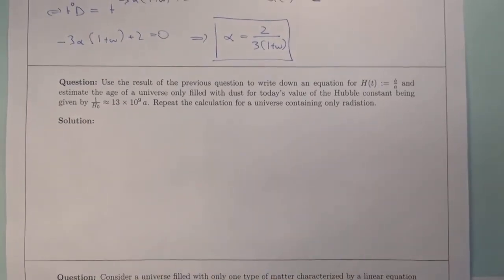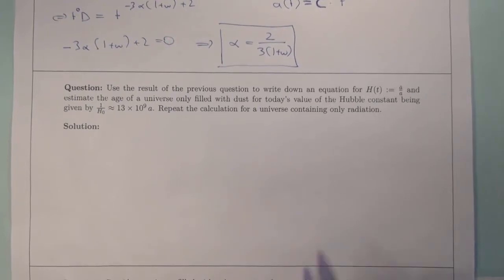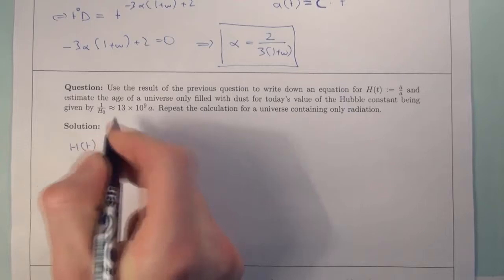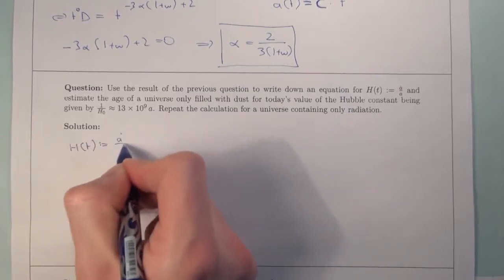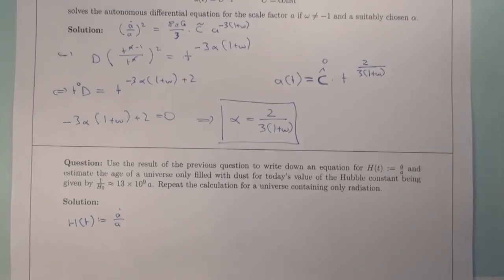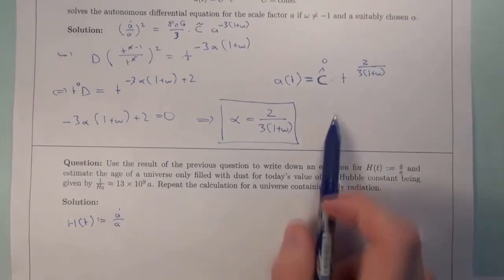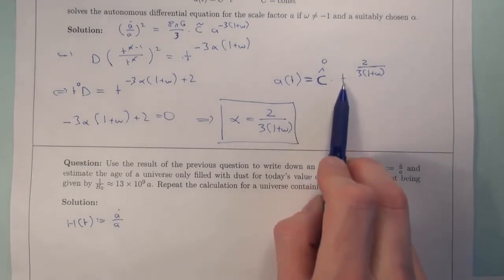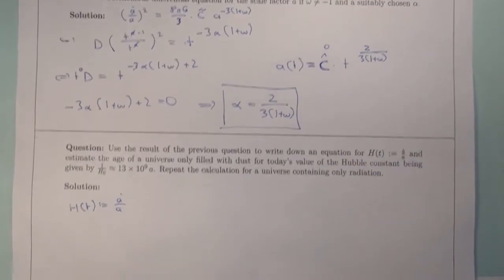So we do this first in general. Look at this function. So h of t was defined by a dot over a, and if you look at our a, this is just some, well, I write it down.